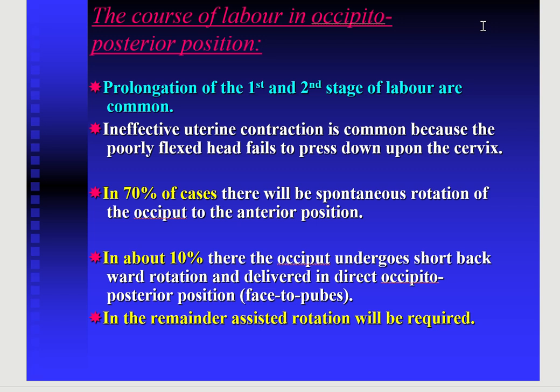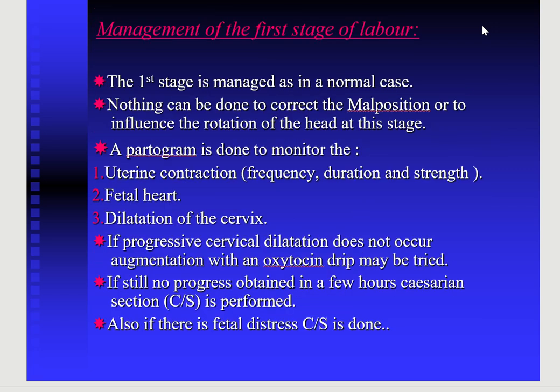In some cases, if there is difficulty in the delivery of the head, or there is a prolongation of the second stage of labor, in those cases we have to perform an assisted delivery, that is with the application of forceps or vacuum. And if there is a failure of descent of the fetal head, in those cases we have to go for operative delivery, that is the cesarean section.